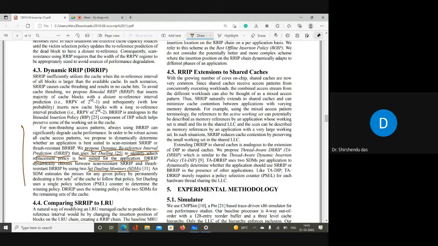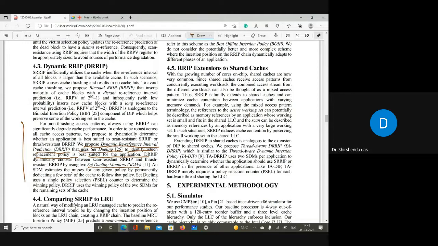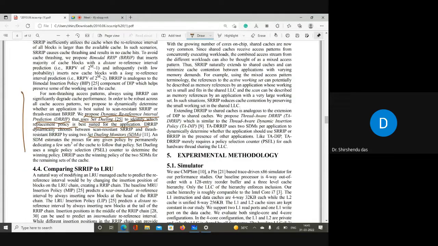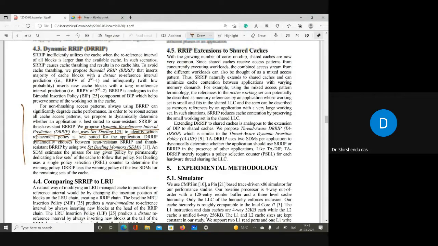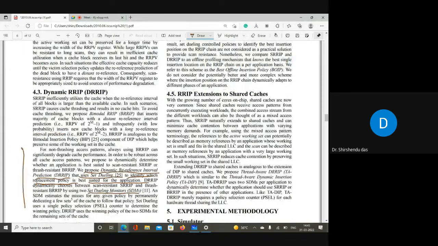And after DRRIP, there is a section 4.4. Here they are comparing how SRRIP is better than LRU. So I've already said LRU cannot resist scan. I think the word scan is not used in this paper. They are using stream. So scan and stream are the same thing. And then section 4.5 is the RRIP extension.